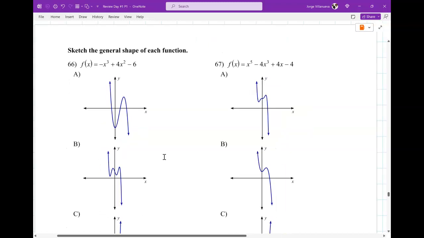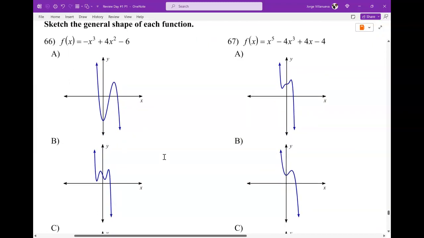I mean, these aren't hard, but they don't look simple. So here's the thing. When it comes to figuring out the shape of these things, the first thing you want to look at is your very last number. This is your y-intercept. And then I'm going to start looking at which graphs make sense. Maybe they're not to scale, so that's okay.